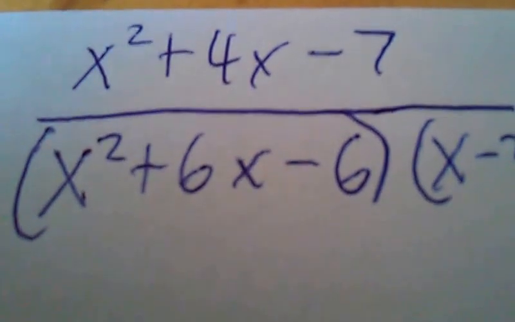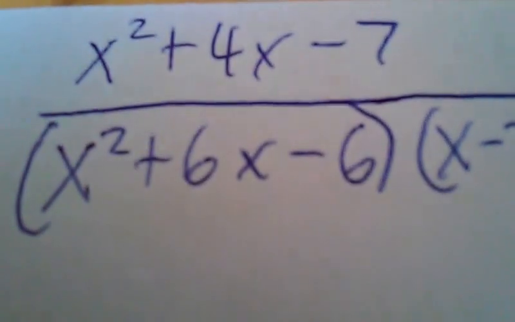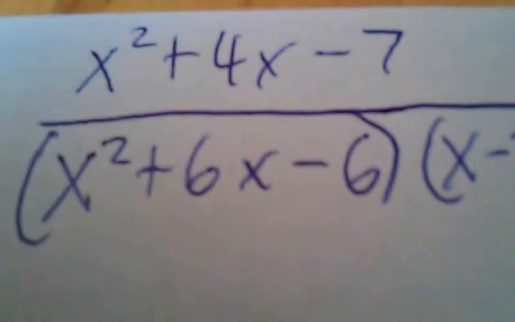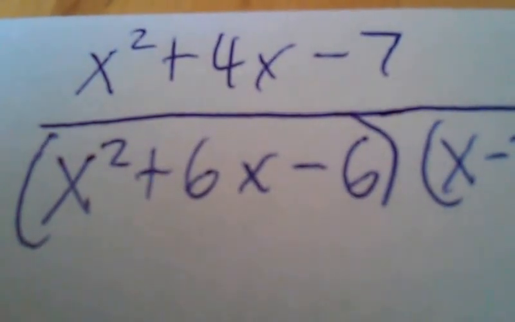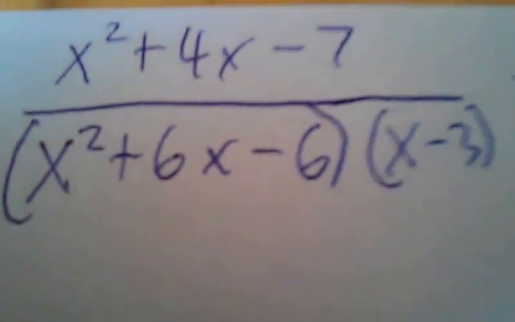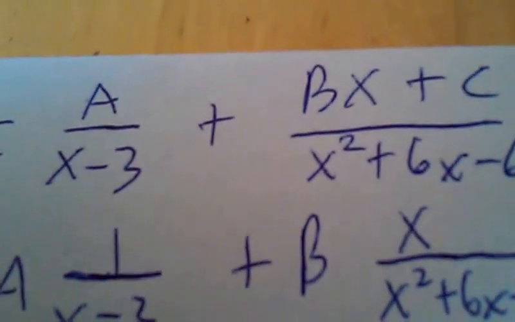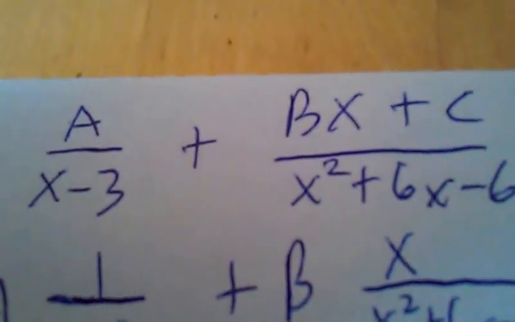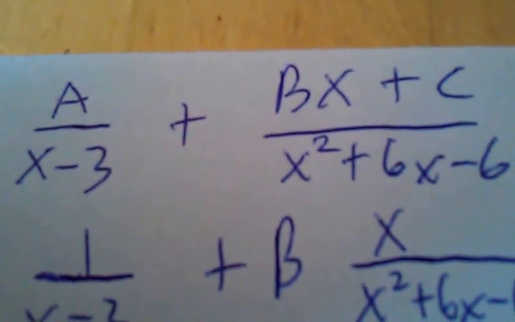So you have an expression like this, and you want to use partial fraction decomposition. But it's usually very tedious, so I wrote some code, and now you can solve it in less than a minute. So you take this expression, and you rewrite it the way we were taught in class. So that equals A over x minus 3 plus Bx plus C over x squared plus 6x minus 6.